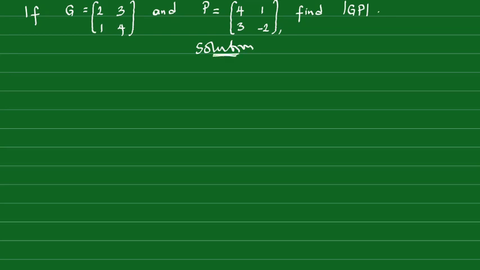Next, we note the fact that our operation is of two parts. In the first part, we're going to be multiplying the matrix G and the matrix P. Thereafter, we'll find the determinant of the result of our matrix GP. So first of all, we'll proceed to multiply the matrix GP.